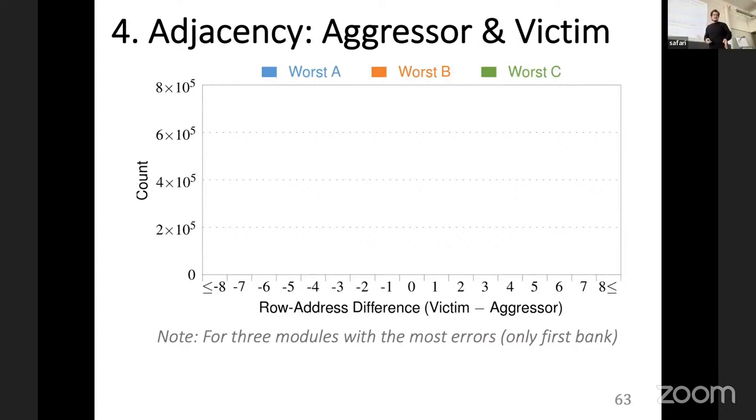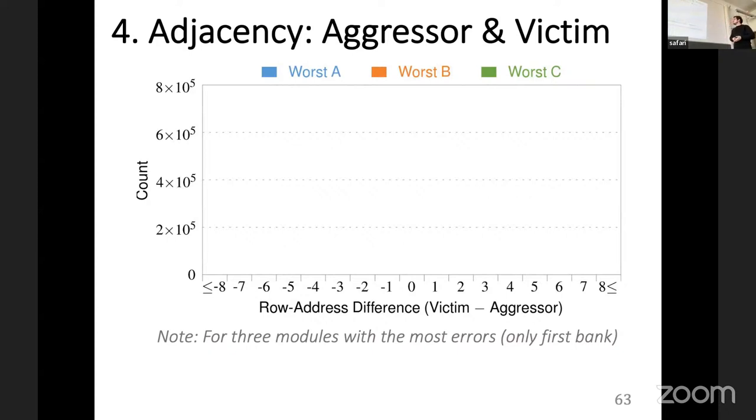So here we're looking at, on the x-axis, the distance between a victim row's address and an aggressor row's address. But this is from the perspective of the memory controller. So there can be some mapping between what the memory controller sees as a row address and what physically exists in the DRAM chip. So a row address of zero could map to a physical row address of five, like ordered as the fifth row, basically. So this is not taking that into account.